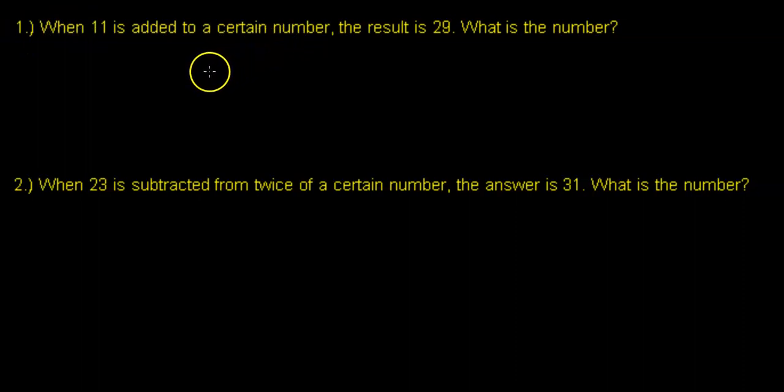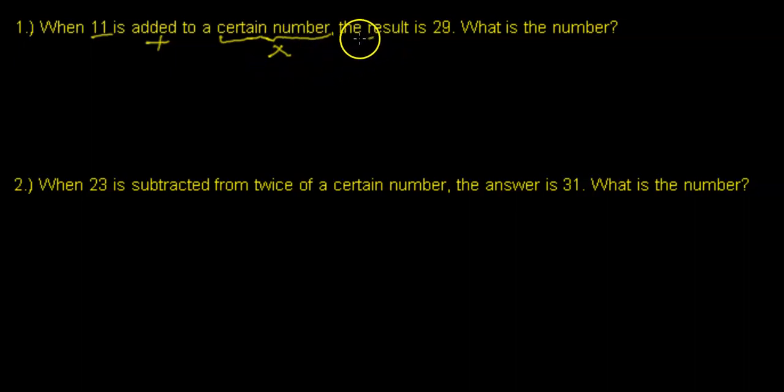The first one says when 11 is added to a certain number, the result is 29. What is the number? All right, so when you have a word problem like this, you look for keywords, right? So here we are given 11, and then it says it's added to a certain number, right? That number we don't know. So we can represent this by any variable. So here we can say x, right?